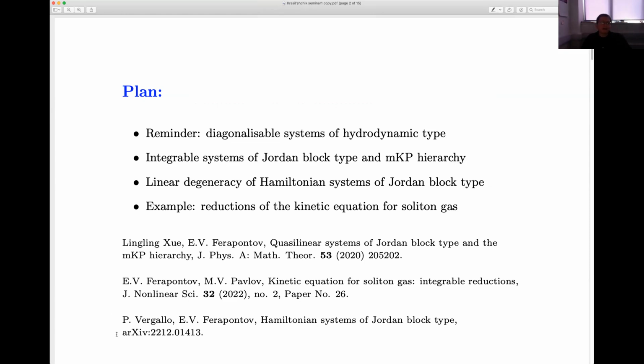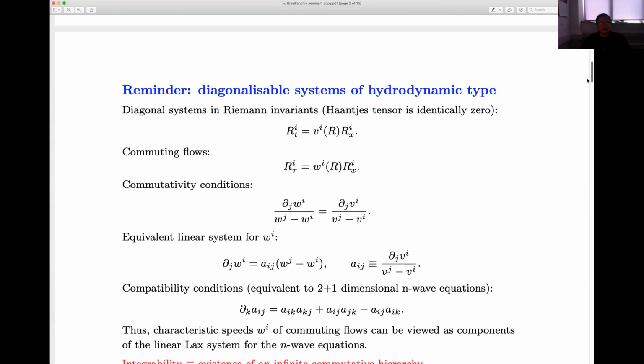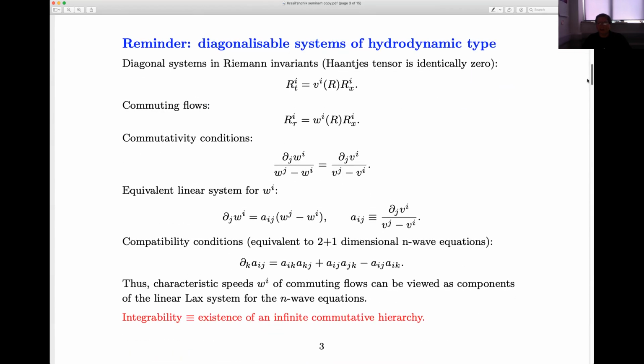And then I will discuss a meaningful example where systems of Jordan block type appear, namely delta functional reductions of the kinetic equation for soliton gas. Okay, so let me start with diagonalizable systems of hydrodynamic type.